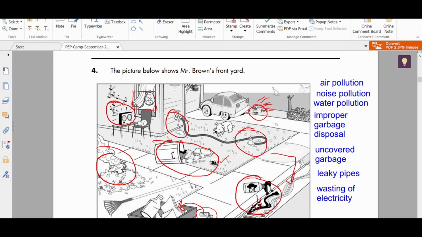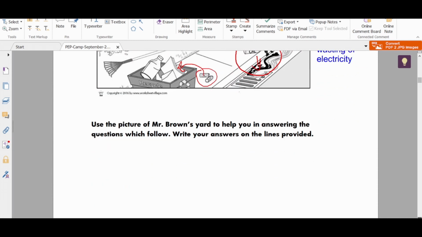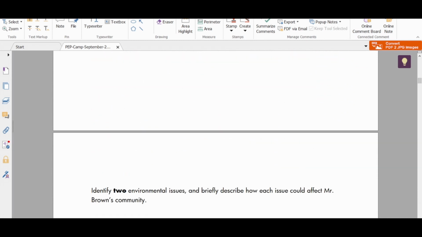Now let's move on to the questions. The questions say: one, name two environmental issues. So you must make sure in answering that you have two of those environmental issues. Then we are asked to briefly describe how each issue could affect Mr. Brown's community. So not only Mr. Brown, but his community could be affected by what he's doing.